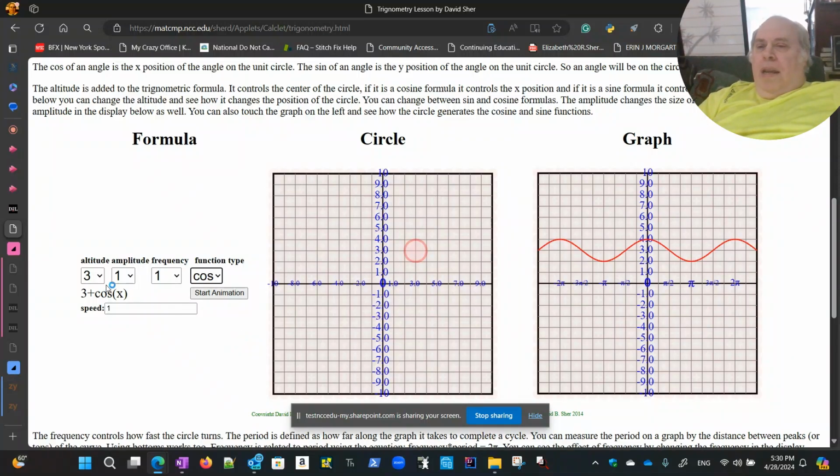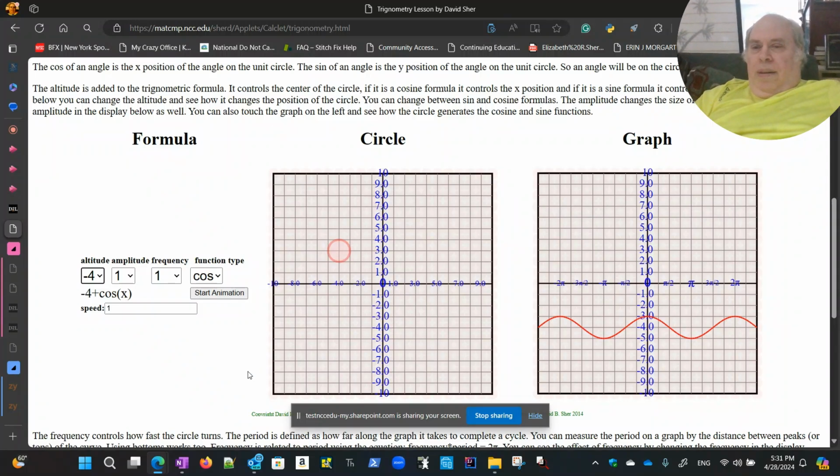Now, the cosine is where the circle is in x. And as you see now, I told it to go to -4. So the circle is going up and down around -4, the midline. So the midline controls the middle line of the circle.